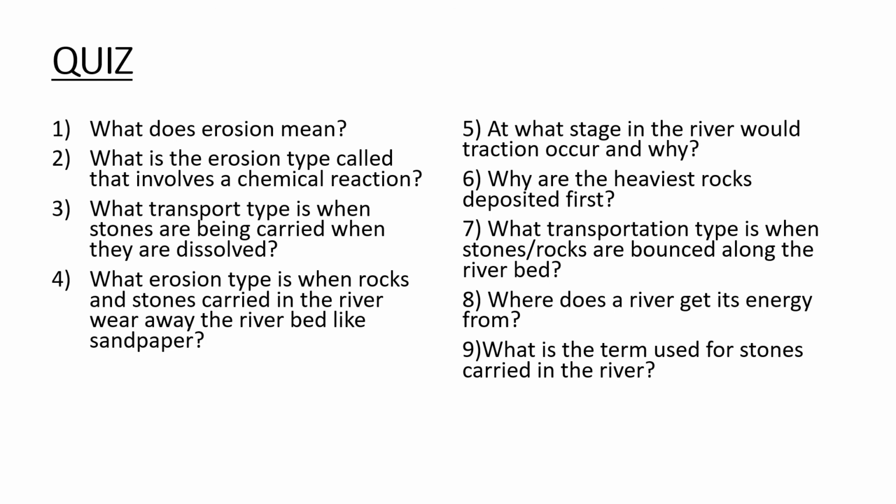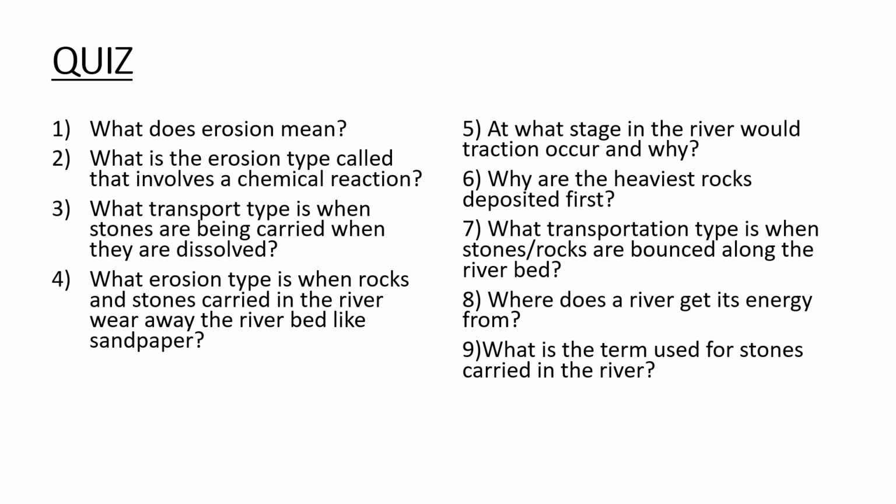At what stage in the river would traction occur and why? Traction is the rolling of very large bed loads of very large rocks and stones, and it would occur at the start or middle of the river, obviously where it has the most energy. It's not going to occur when the river evens out near the mouth. Why are the heaviest rocks deposited first? This is because the river loses its energy, and obviously it needs a lot of energy. It needs to be fast flowing to be able to carry these heaviest rocks.